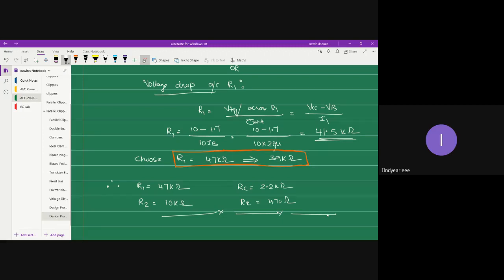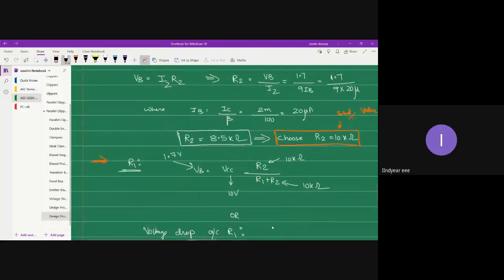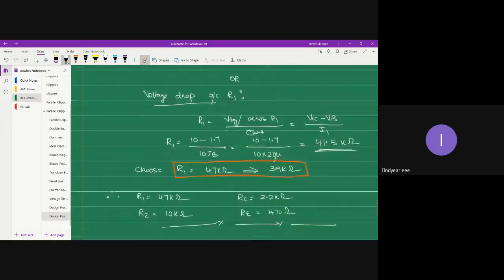In the next class, excuse me, sir. Yeah, tell me. Sir, R2 is coming as 9.4 kilo ohms. Which one? R2. Okay, fine. 9.4, yes, sir. Okay, let me write then 9.4. You have checked, right? Fine. 9.4. Okay, fine.